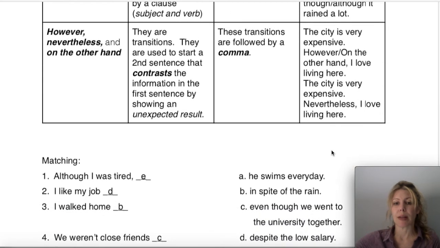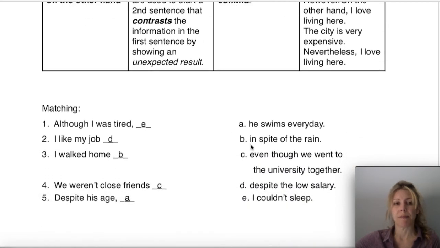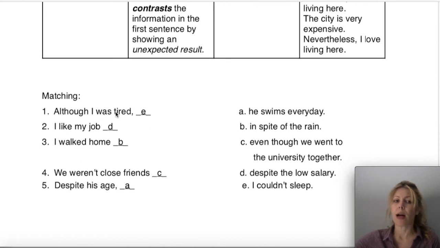All right, let's look at some more examples below. These are already filled in. Number 1, although I was tired, we have E, I couldn't sleep. You could say, I couldn't sleep although I was tired. You could say even though. Use them the same way. Look at number 2, I like my job, D, despite the low salary. Or, despite the low salary, comma, I like my job. Okay, or you could say, in spite of my low salary.